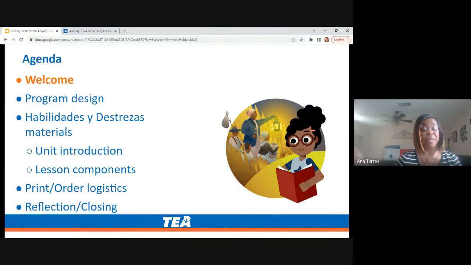We'll be segueing into the program design. Then we'll be talking about Habilidades y Destrezas, what materials you will have, looking at a unit introduction, looking at lesson components and segments. And I know what you want to know, though: how do we order this, the print and order logistics. And then finally, we're going to do some reflection and then close out. So that's what our time together will look like.